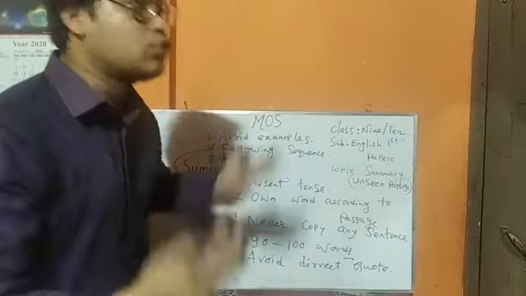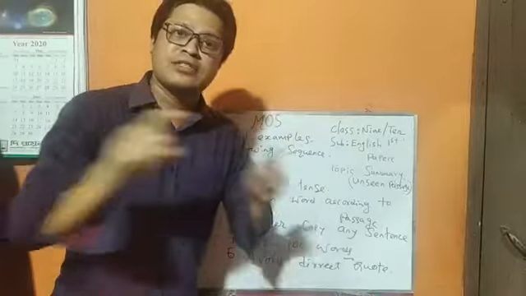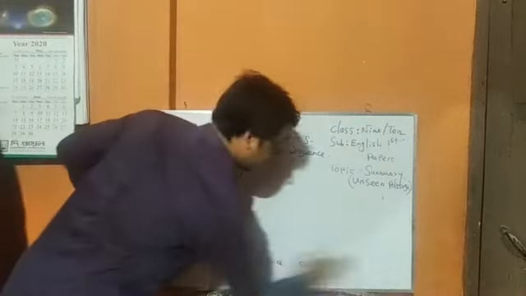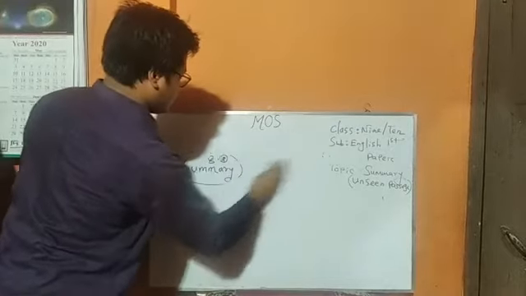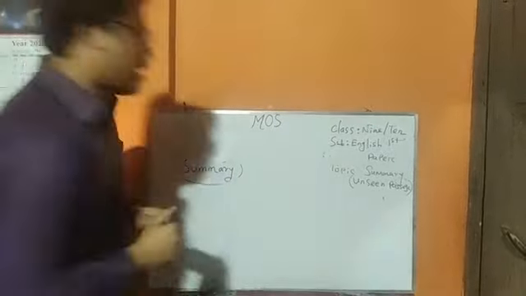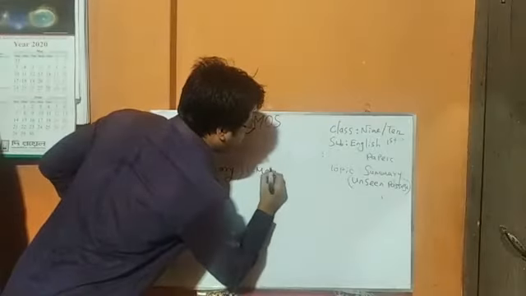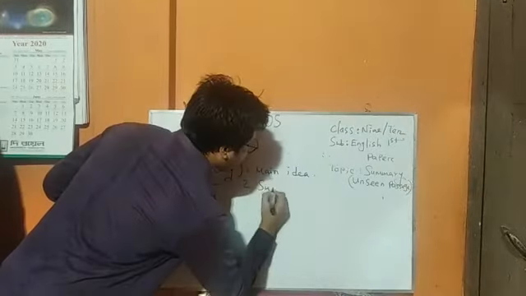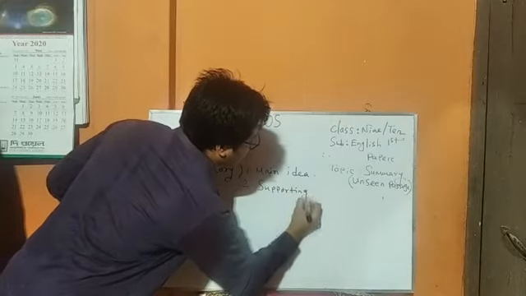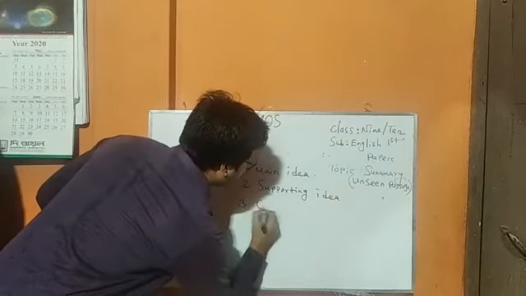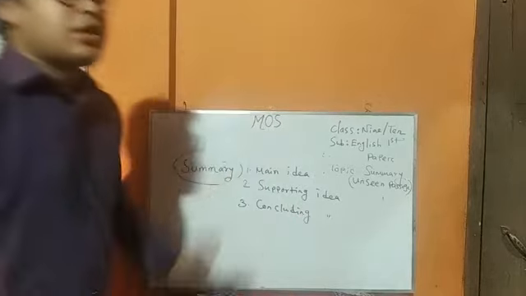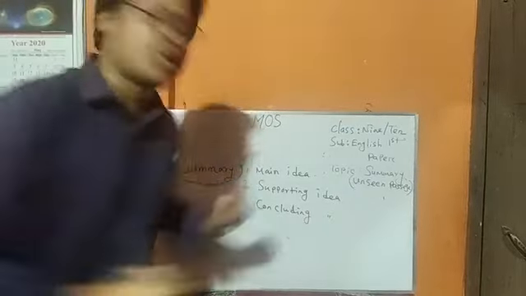Okay, now we are going to the elements of summary. What are the elements of summary? Now we are going to another step, that is the elements of summary. Number 1, main idea. 3 elements. Number 2, supporting idea. Number 3, concluding idea. That means in a summary we just try to mention all these 3 things.